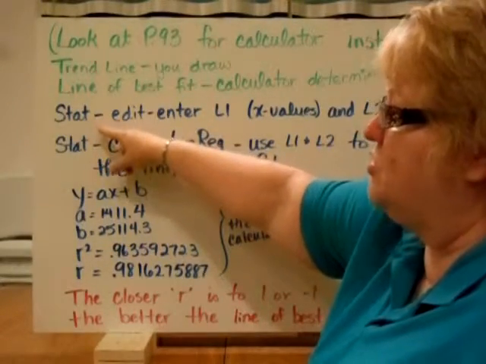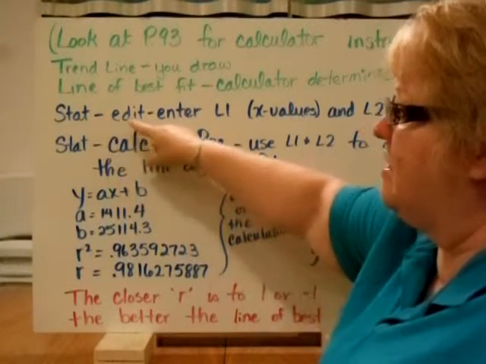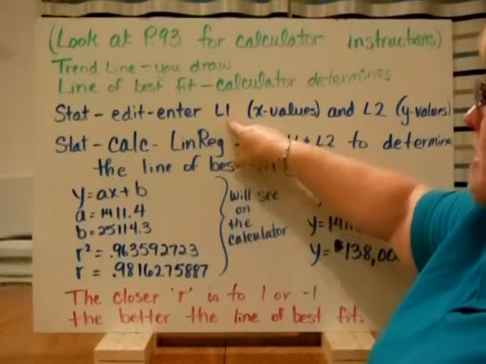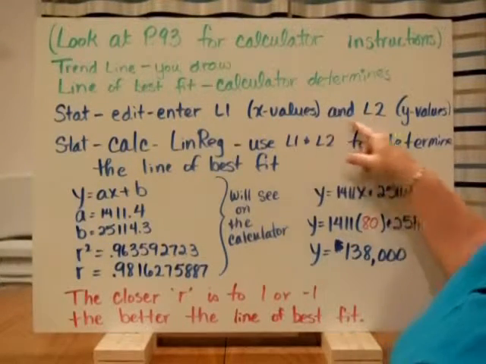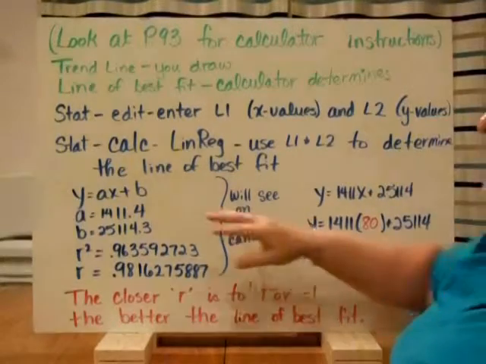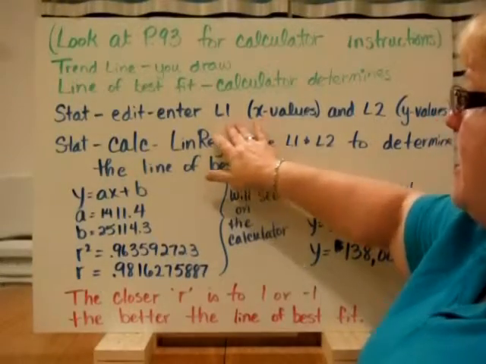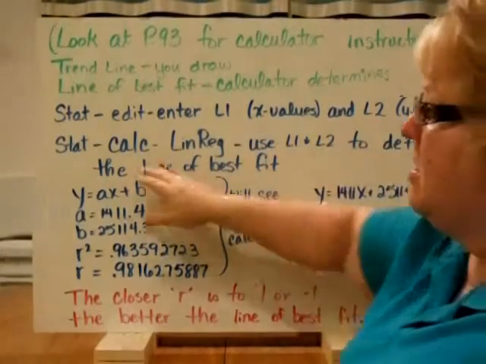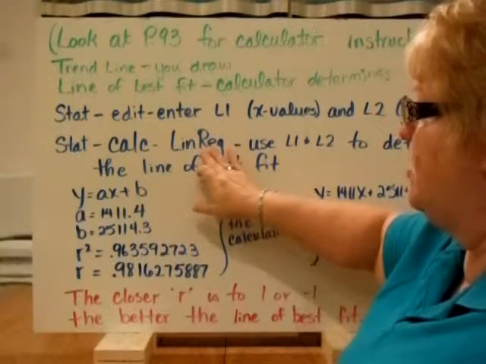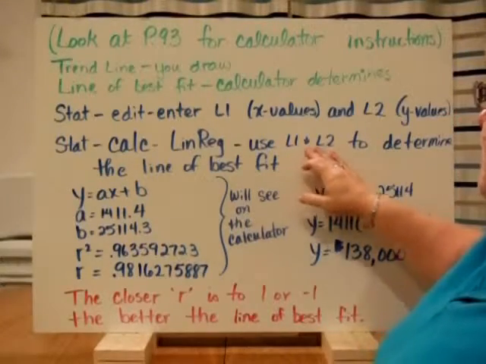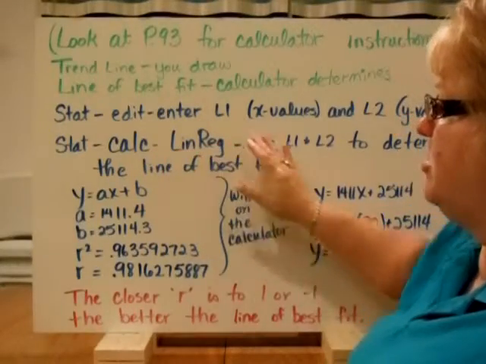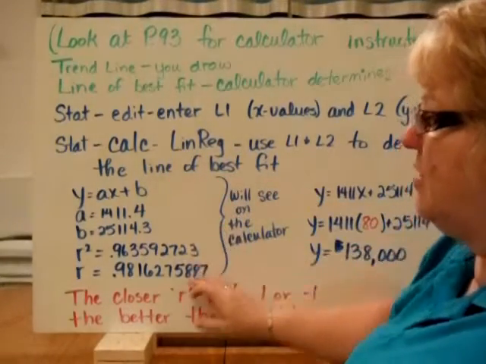Using your stat button, which is short for statistics, you would go to edit and enter, and for L1, you would enter your X values, and then for L2, which is list 2, you would enter your Y values. Then once you have your X and Y values in your lists, you would go back to your stat button, go over to calculate, go down to linear regression, and use your L1 and L2 to determine the line of best fit. So you would hit stat, calculate, linear regression, enter, enter, and this is what you would see.